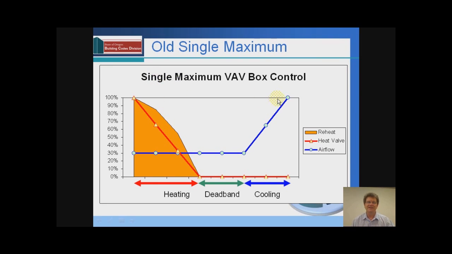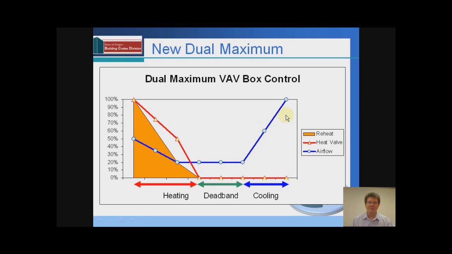Now, you might find diagrams like this in the sequence of operation, or you might find a sequence of operation that describes this turndown, or a commissioning report would tell you that this requirement had been met. So basically this is the old requirement of a single maximum. So we have a maximum airflow throttling down with cooling to this 30% minimum during deadband. We sit at deadband at 30%, and then we continue with that 30%, but open up the heating so that the heating increases as it's needed for reheat.